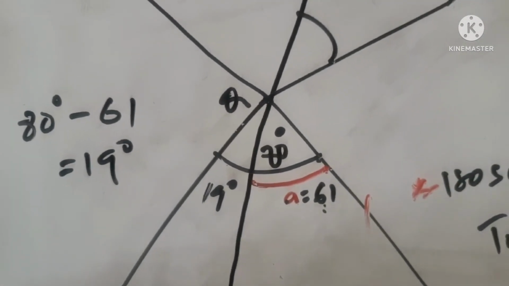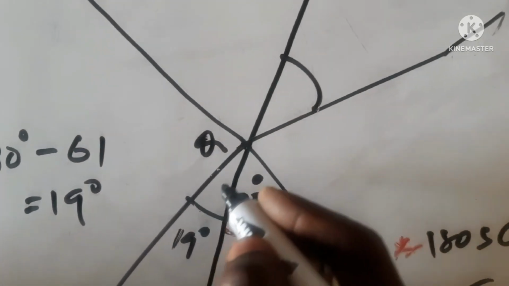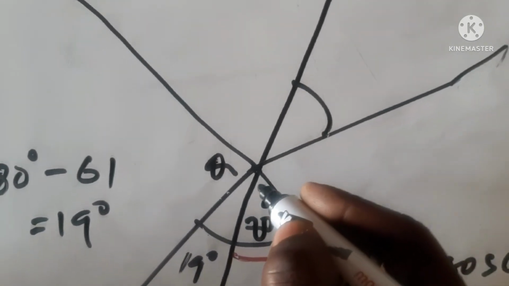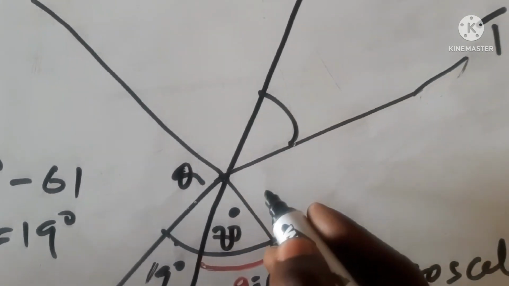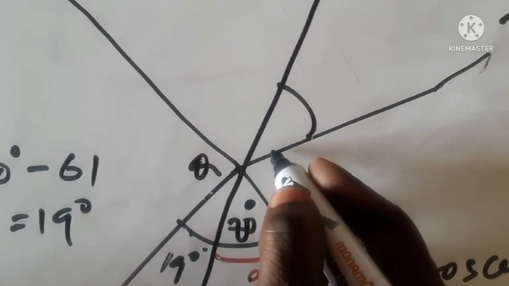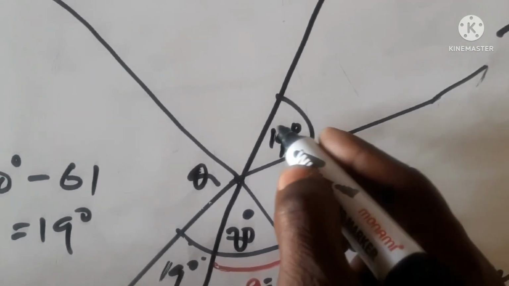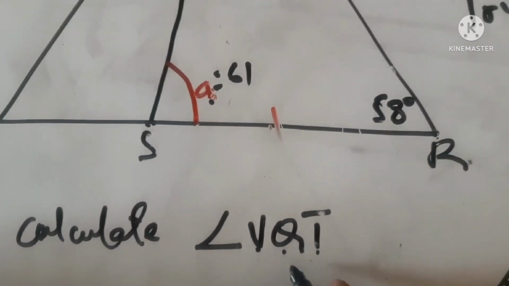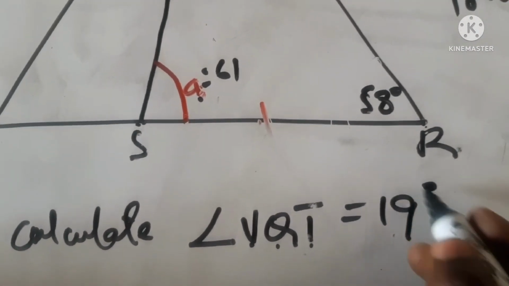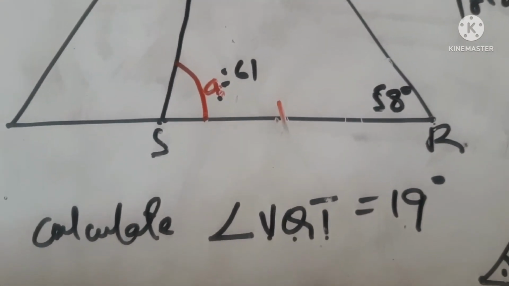Okay, why are we doing this? I want to use the property of vertically opposite angles, that property that we saw earlier on. This guy is vertically opposite to the guy here, and so here will also be 19. Vertically opposite angles are equal. So straightforward, the value of VQT is equal to 19 degrees. This is how simply you solve the geometry. If you don't know what to use, there's no way you can use it.